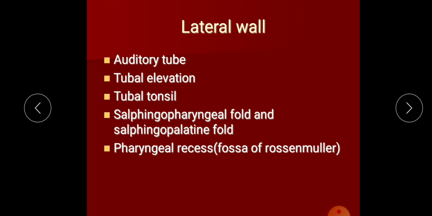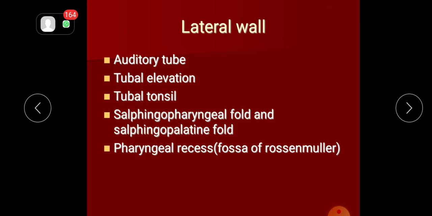Salpingopharyngeal fold. And the other one is salpingopalatine, from the salpinx towards the soft palate. The other one from the salpinx towards the posterior pharyngeal wall. So this salpingopharyngeal fold is produced by the underlying salpingopharyngeus muscle, one of the longitudinal muscles we discussed earlier. Do you remember that? Okay. So these are the features you find in the lateral wall.